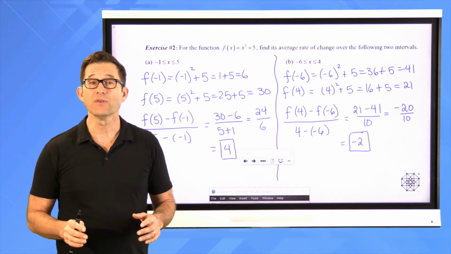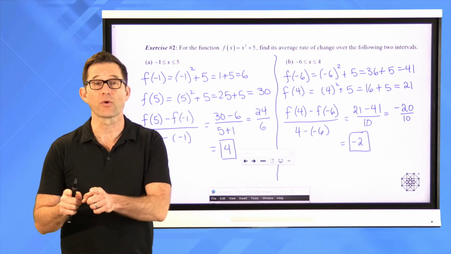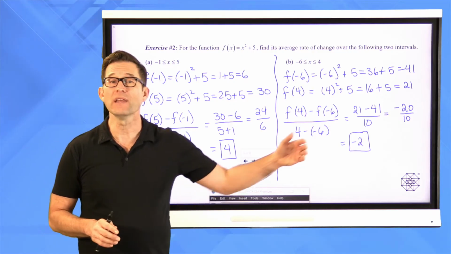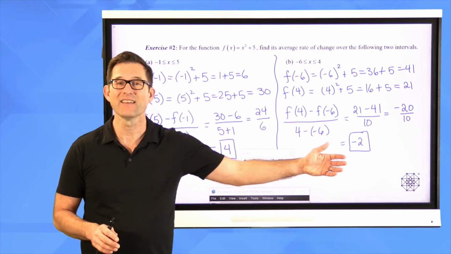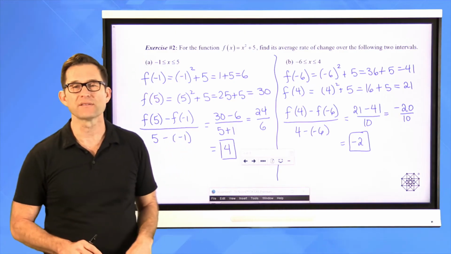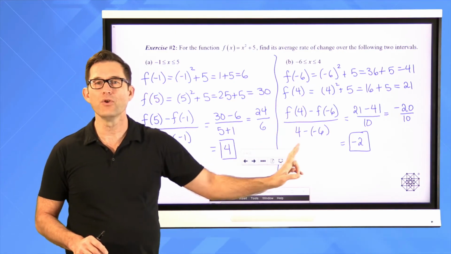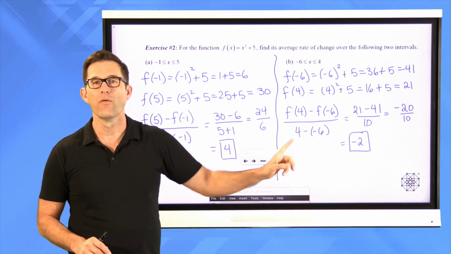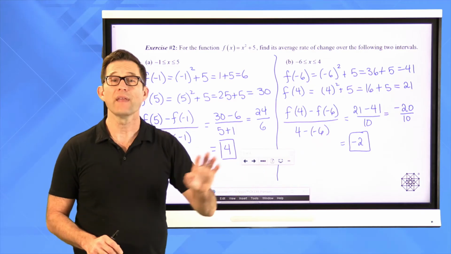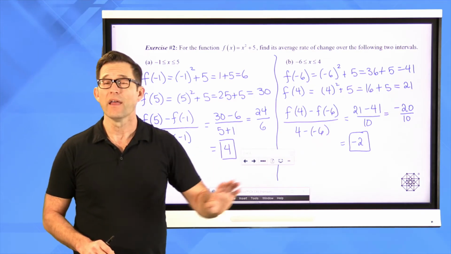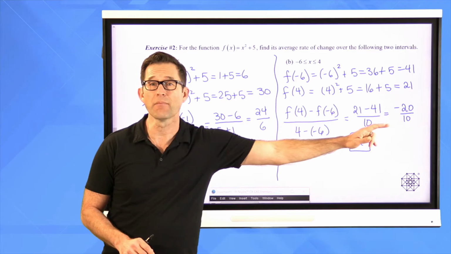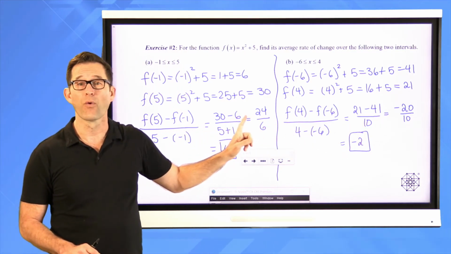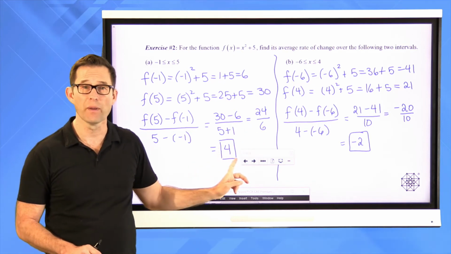So average rates of change can be positive when the function is increasing, and average rates of change can be negative when the function is decreasing, as it does here. Now, some students might say, well, could I flip-flop the numerator and the denominator? Could it have been f of -6 minus f of 4 over -6 minus 4? And the answer is yes, absolutely. In that case, you would have gotten +20 divided by -10, and you still would have gotten -2. Here you would have gotten -24 divided by -6, which would have still been +4.